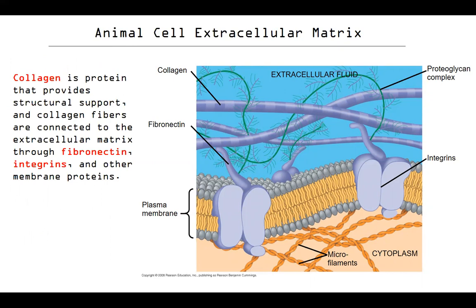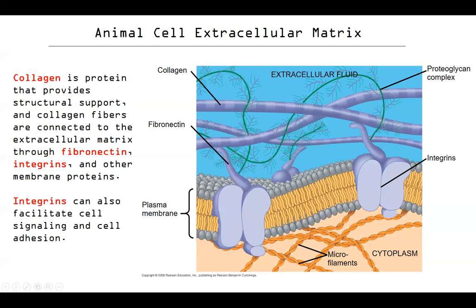So again, collagen is a protein that provides structural support. These collagen fibers connect to the rest of the extracellular matrix through a protein called fibronectin. You can see collagen, it's very rope-like, connected through fibronectin to integrins and other membrane-bound proteins that are going to thread through the plasma membrane. So you can see this forms a connection here. I think about it like nectin, like connecting this up. Integrins can also do a lot of other things. They're not just there to hold the fibronectin. They can also facilitate cell signaling and the adhesion of cells to surfaces and other cells.